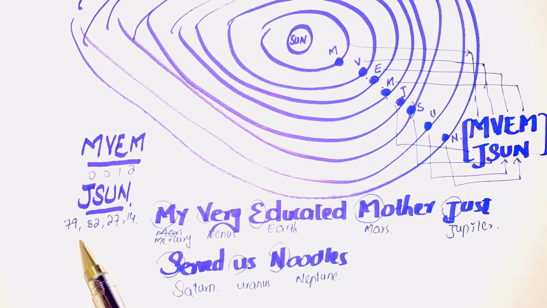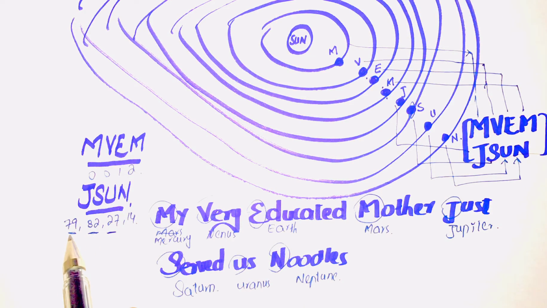Actually, if you see, 79 is somewhat difficult to remember, and 82 is also difficult to remember, 27 and 14. You just have to remember these three figures.